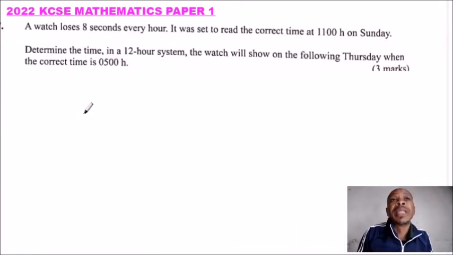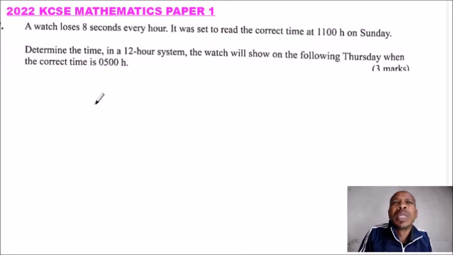2022 KCSE Mathematics Paper 1, question number 7. A watch loses 8 seconds every hour. It was set to read the correct time at 11:00 hours on Sunday. Determine the time in a 12-hour system the watch will show on the following Thursday, when the correct time is 5:00 hours. You get 3 marks.